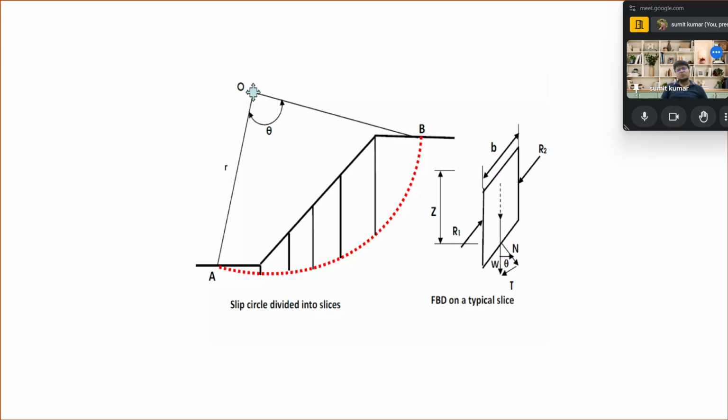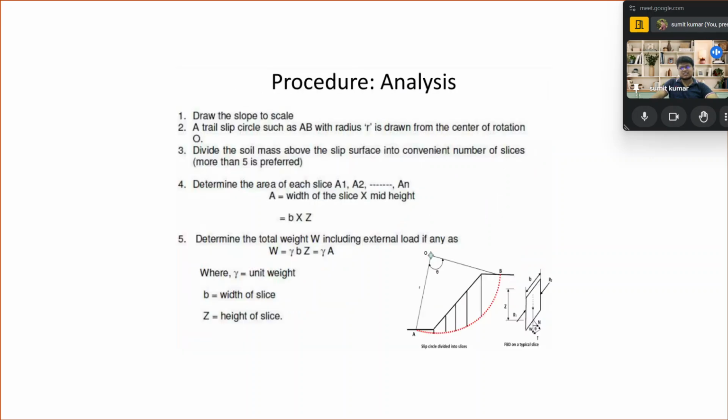From the free body diagram, one can see the width of the slice is shown as B, the depth of the slice is presented as Z, and the normal force acting, the weight acting, and the slope angle with the horizontal are all presented. R1 and R2 forces acting along the slope failure surface are shown here. The weight W acts in the downward direction, the normal to the failure surface is represented as N, and the angle theta is also presented. Now we see the calculation associated with it.